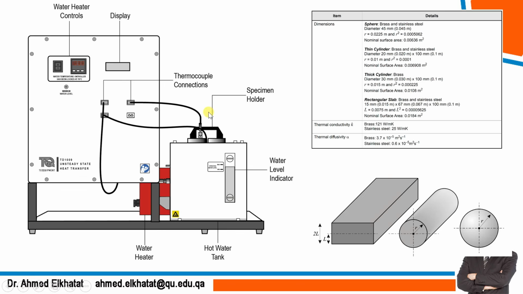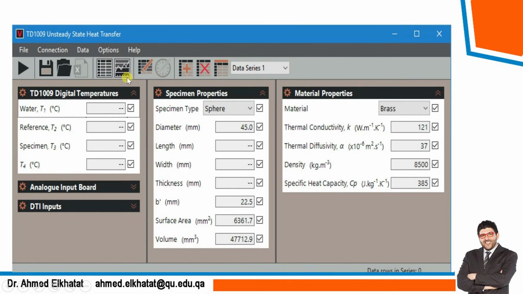And this is the experiment. Here we just drop the shape, and from here we can see the temperature. This is the screen you will get. For example, the material is brass. Thermal conductivity is shown, thermal diffusivity is also calculated for you, as are density and specific heat. So no need to calculate anything. We select the correct shape here, and then we can press run. The temperature will be recorded, and then we can export it to an Excel sheet.